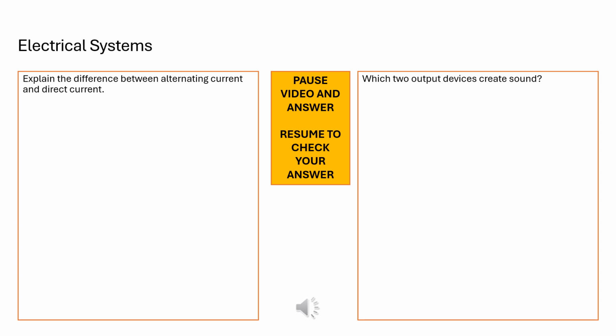So at this point, I would like you to have a look at these two questions, and what you're going to do is you're going to pause the video and write down your answers and see how close you got to it. So the two questions we have here are explain the difference between an alternating current and a direct current. And the other thing we're going to need to know is which two output devices are used to create sound. Now, if you have an eagle eye here, you will have noticed that it says alternating current and direct current, AC, DC. So that may help you remember that. So pause the video now and write down your answers and then resume it afterwards.